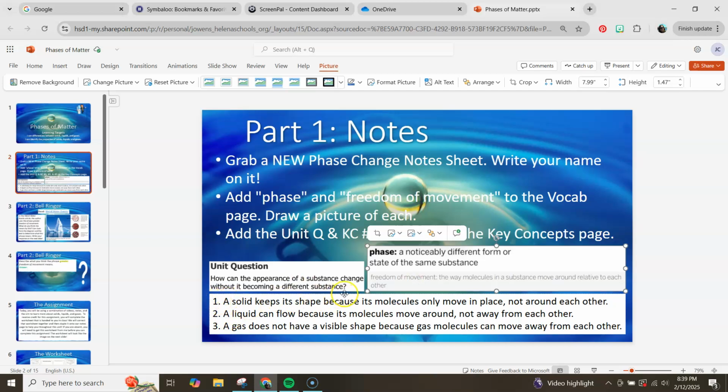Okay, and then key concepts 1, 2, and 3. A solid keeps its shape because its molecules only move in place, not around each other. A liquid can flow because its molecules move around, not away from each other. And finally, a gas does not have a visible shape because gas molecules can move away from each other.